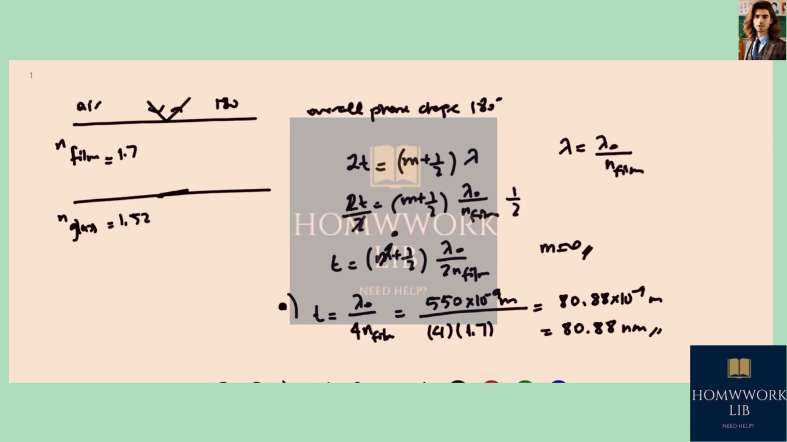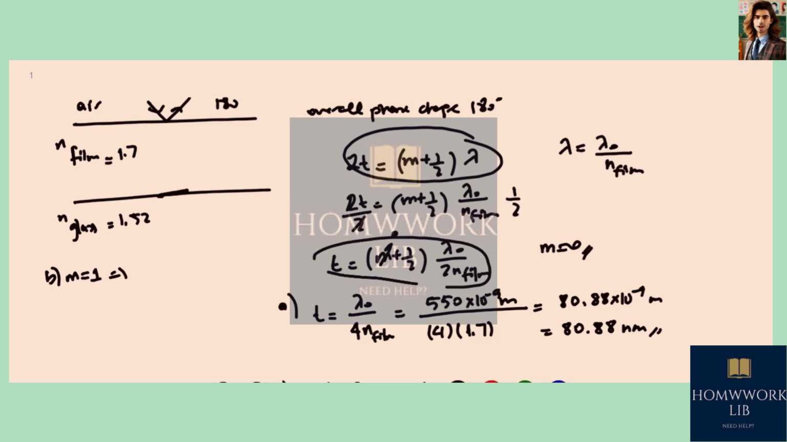I'm going to put part B here because it's really short and straightforward. Part B, we're looking for the next thickness where we would get the constructive interference. So then it's going to be m equals 1. Using our same equation, let's use this one. Instead of taking m equals 0, we're going to take m equals 1. So the thickness is going to be 1 plus 1/2 lambda naught over 2 n film, so 3 over 2 lambda naught over 2 n film.